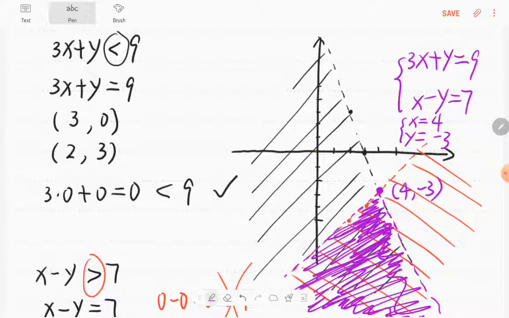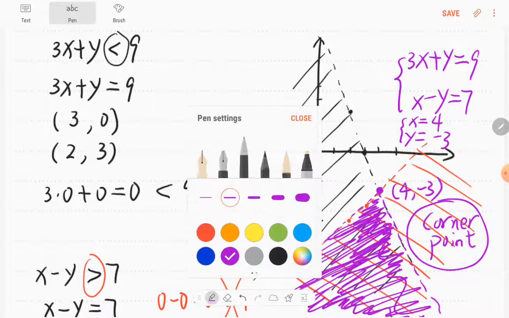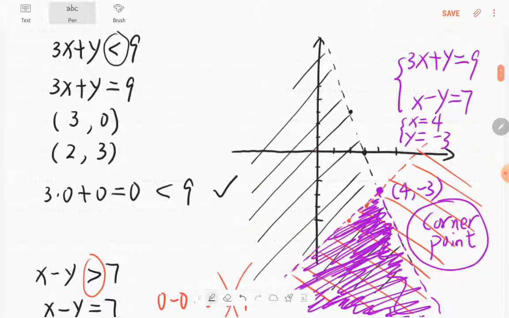We give it a name, which is called a corner point. In the next section, you will see the corner point plays a very important role. So this is some concept for the corner point. Now let's look at the next example.